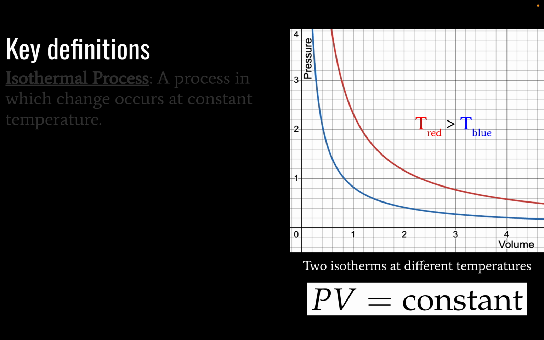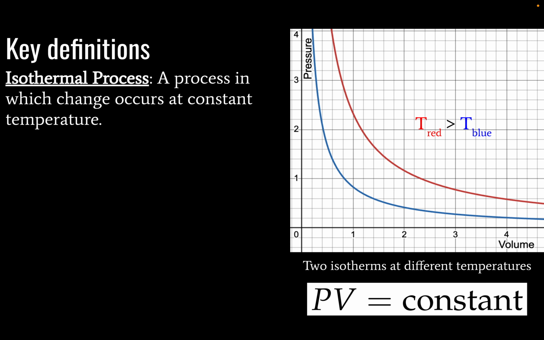Speaking of definitions, an isothermal process is a process in which change occurs at a constant temperature. So here we see two pressure versus volume graphs. These are occurring at different temperatures. And you should recall your ideal gas law equation, PV equals nRT. So these will both be affected by temperature, and that's what we see here. The red line has a higher temperature than the blue line.